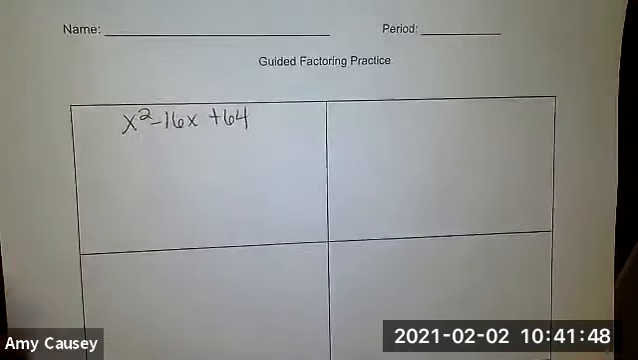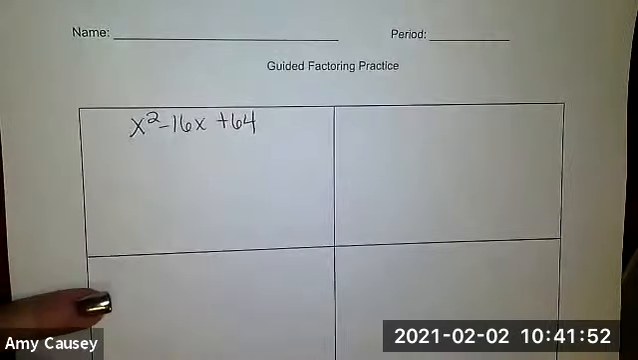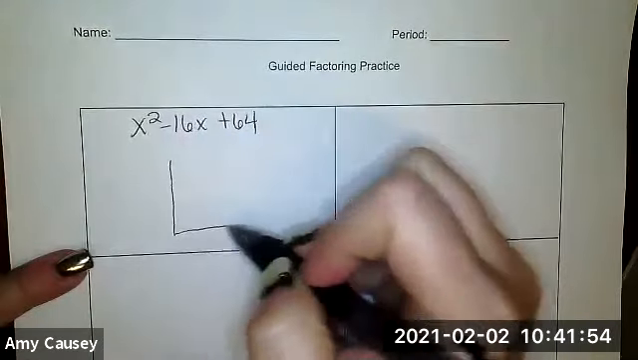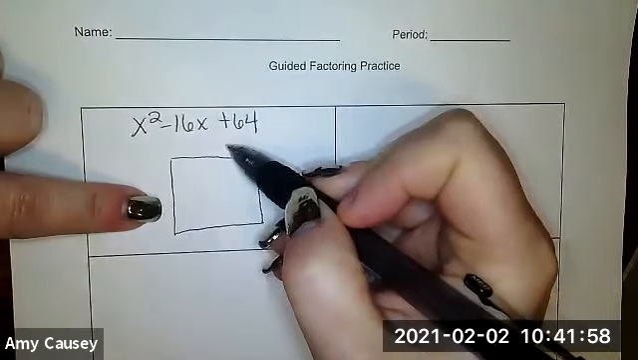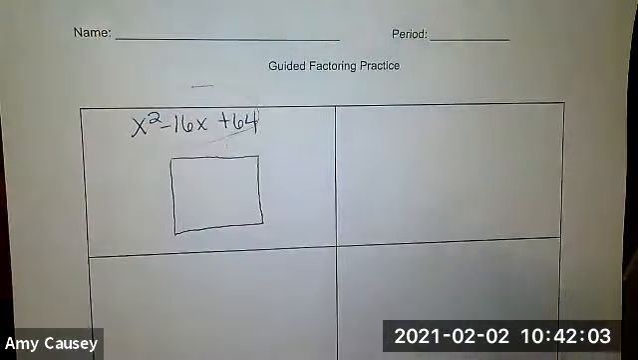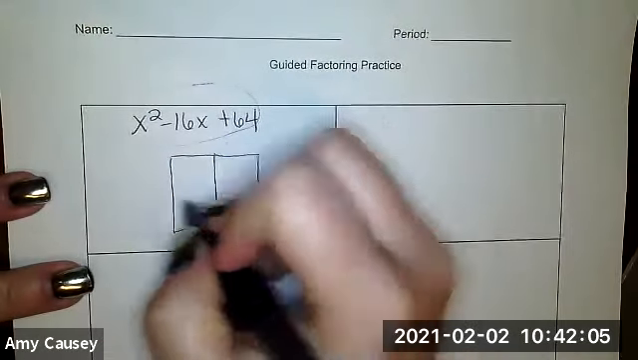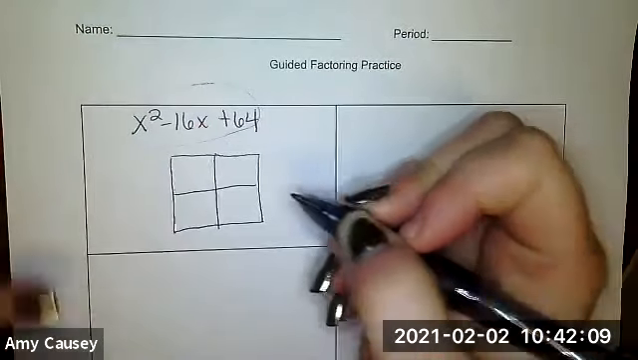We're going to go right into our guided factoring practice. So when you're factoring, what you're trying to figure out is what two polynomials multiply to give us this trinomial. So basically, we're breaking it apart. So we're going to start on the inside, and we now need to find our length and our width.